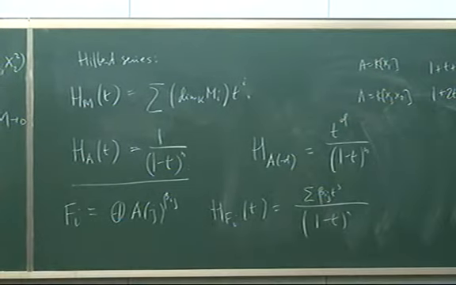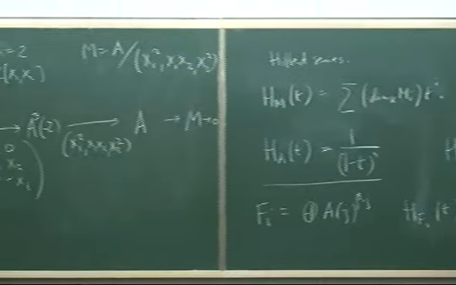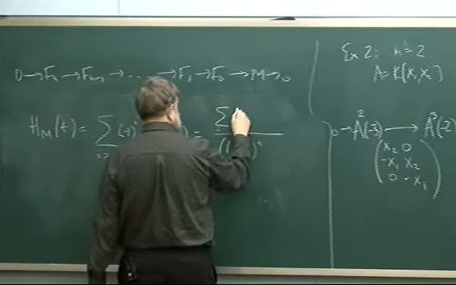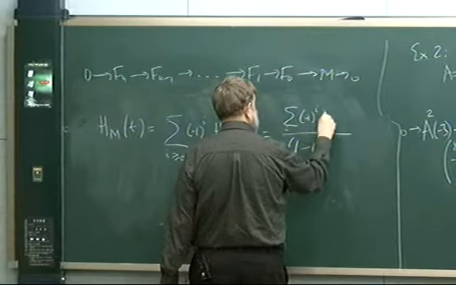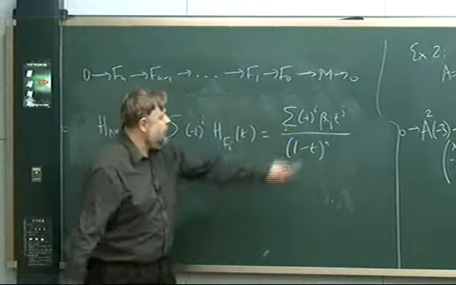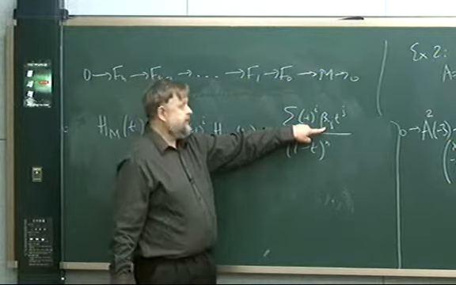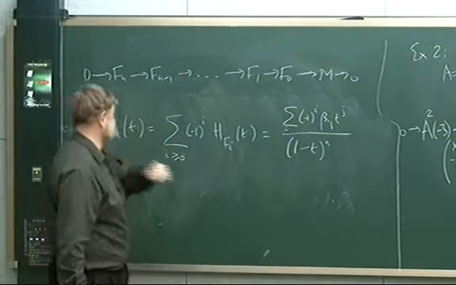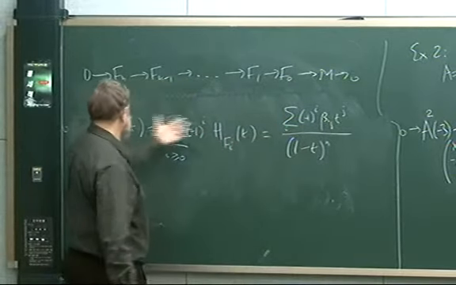So what I get is 1 over 1 minus t to the n, and here I get the summation over i, j of minus 1 to the i beta_ij t to the j. So the point is, if you know all those numbers beta_ij, how many generators we got at every stage in the resolution in every degree, you basically know everything about the module.